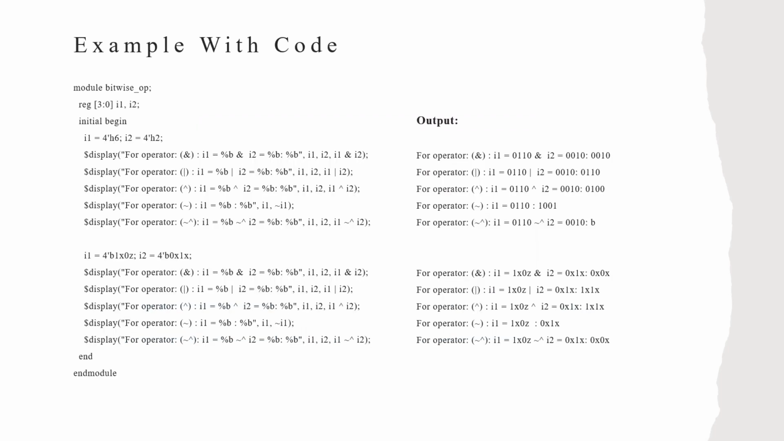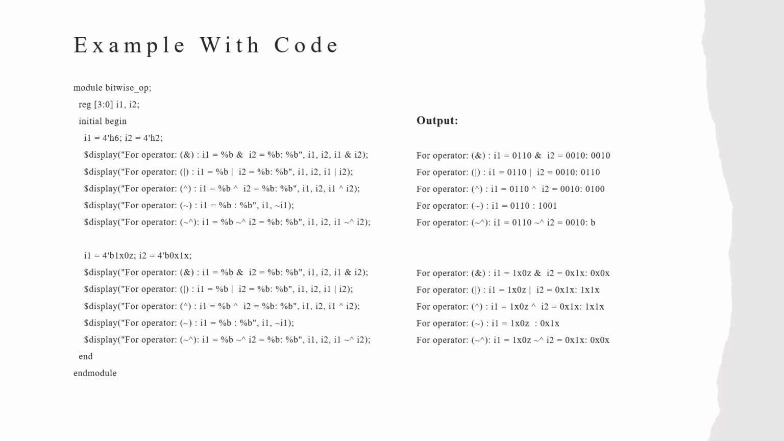So this is my example with codes. I take simulation codes in which I take 4 2-bit inputs. Here I take 2 known values and here I take 2 unknown values, and all the bitwise operations are performed in this example, like bitwise AND. The value of I1 is this and the value of I2 is this, and the result of the AND operation is this.